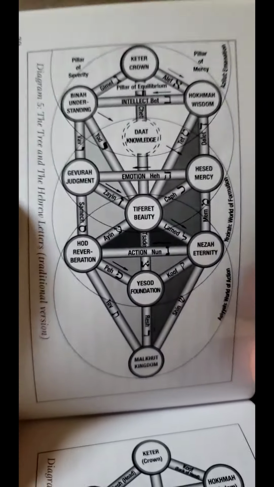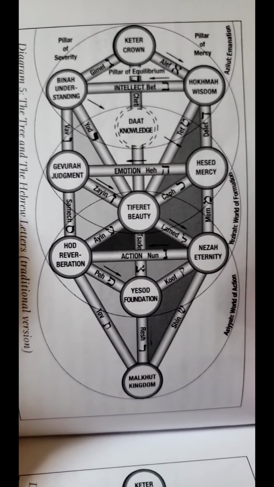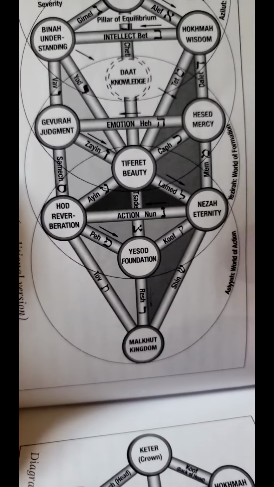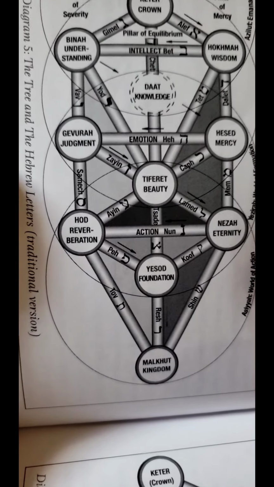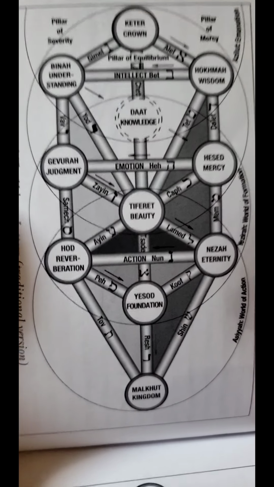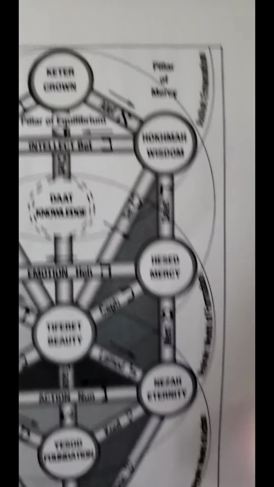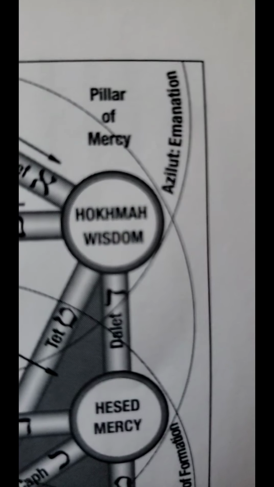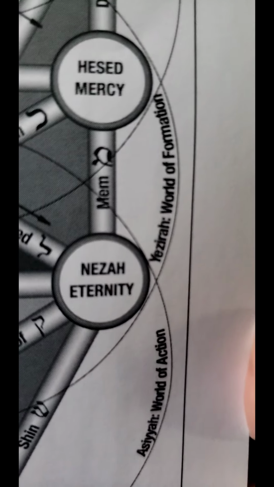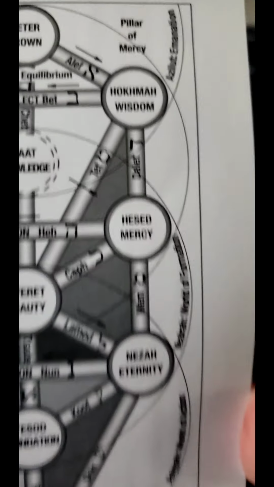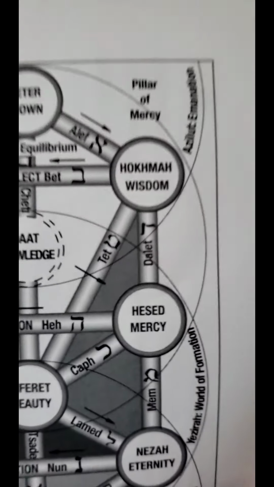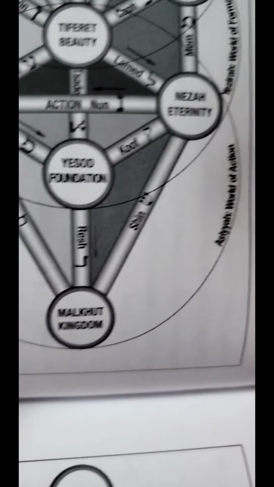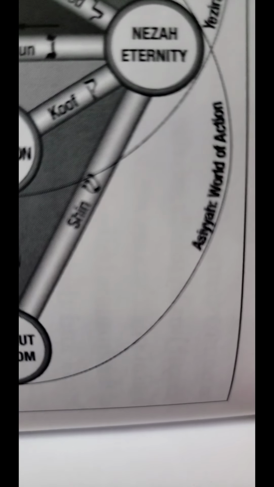For those that aren't familiar, this is the Kabbalah tree of life, and the Sephiroth are different spheres or energy centers that correlate to the chakra points on the body. The big circles you see here say emanation, formation, and action, and there's another one that's supposed to be creation. These are the world of action, the world of formation, the world of creation, and the world of emanation. This here represents the physical world that we live in.